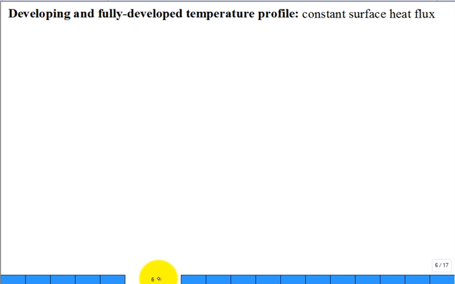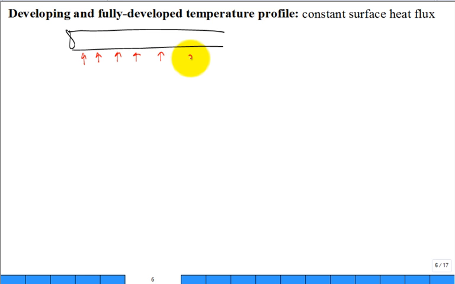So we want to talk about developing and fully developed temperature profile in a pipe. So let's talk about a pipe right here. And that pipe has a constant surface heat flux applied to it. So everywhere along that pipe, I'm trying to sketch this q double prime along the surface is equal to a constant. It's some constant heat flux applied to the wall of that pipe. And it's not going to be negative. It'll always be positive in our discussion right now.